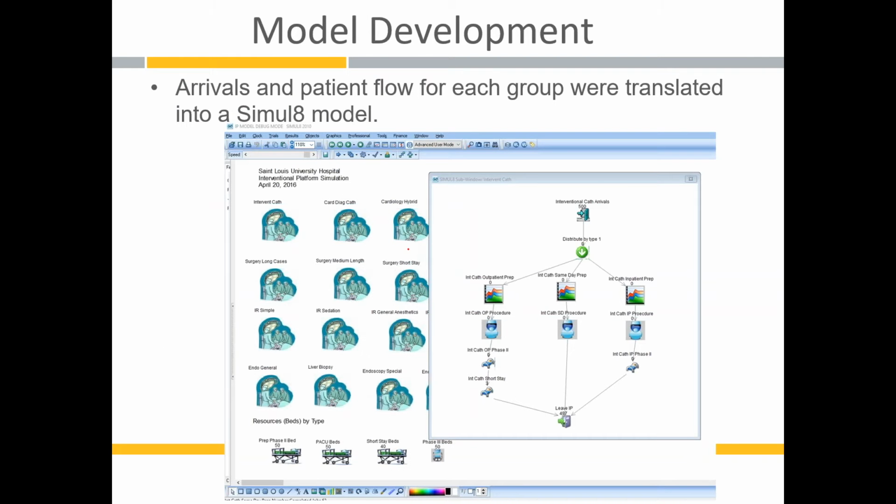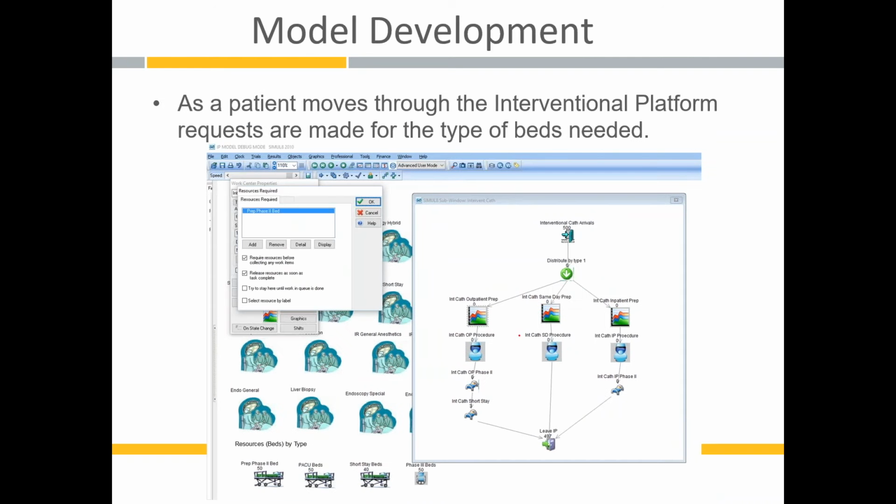So just to blow one of those sub-windows up, this is the interventional cath area, patient arrivals. We then randomly distribute those patients based on the probabilities between outpatient, inpatient, and same day. I got those reversed, excuse me. Grab a prep area, do the procedure area, and then based on the flow charts we looked at earlier, route which way the patients would go. What we did then is, as we approached an area, so if we go to the prep area, we would request the appropriate resource, and again that would be in this case the prep 2 bed resource.